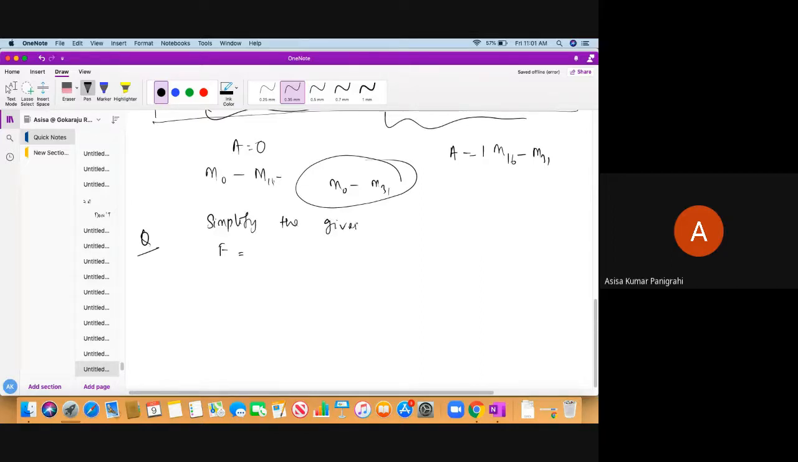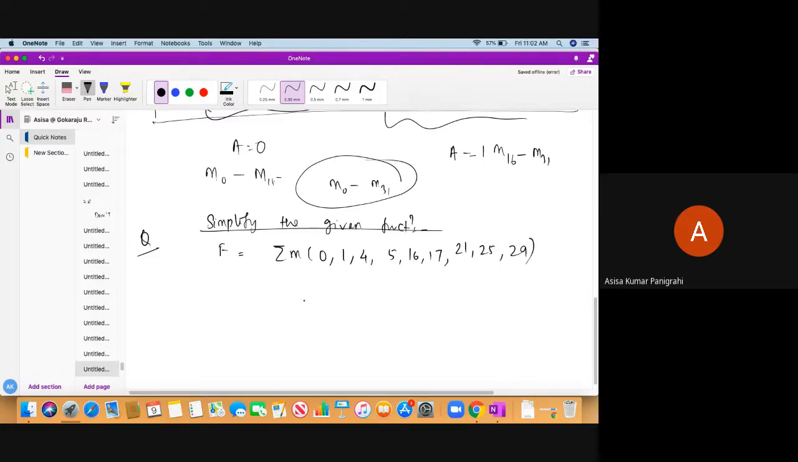Simplify the given function f, which is the summation of m 0, 1, 4, 5, 16, 17, 21, 25, 29. Do you understand here? Now what you have to do is simplify this given function: 0, 1, 4, 5, 16, 17, 21, 25, 29.